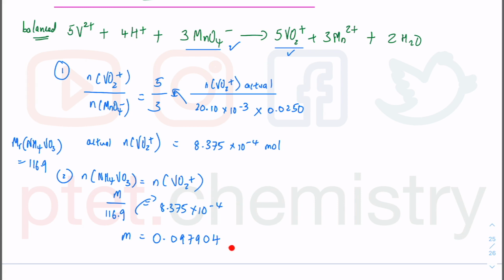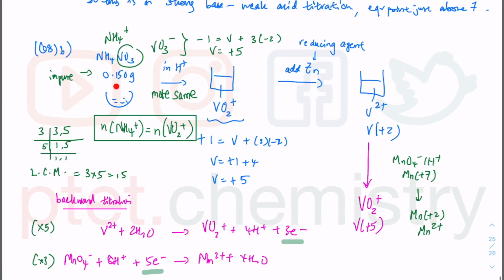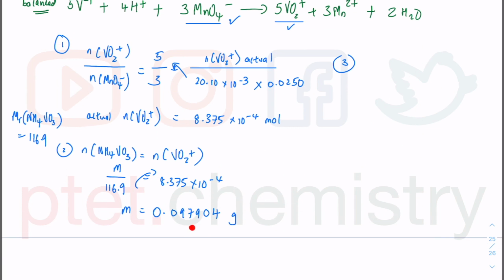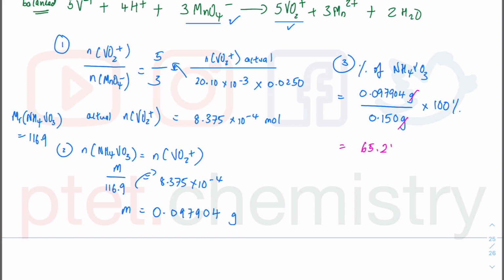0.097904, because the next number is 375, so I will just round it up there. This is not my final answer. This means out of the 0.150 gram, which was impure, only this much is the percentage of NH4VO3. So it's 0.097904 gram divided by your original mass, which was the impure sample, times 100%. So what you have now is gram and gram cancel out. So that previous answer divided by 0.150 times 100, I get 65.269. They want the final answer to 3 significant figures.